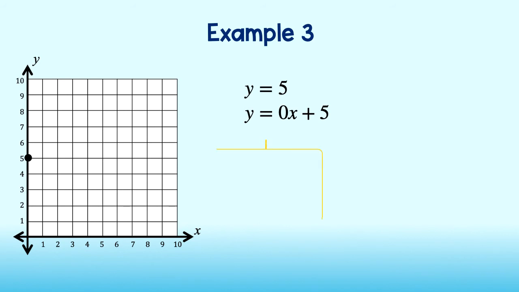This means that for any value of x, y will always be equal to 5. So, when x equals 1, y equals 5. When x equals 2, y equals 5. And when x is equal to 3, you guessed it, y is equal to 5. And you get the drift. This will continue for any value of x, thus giving us a horizontal line.